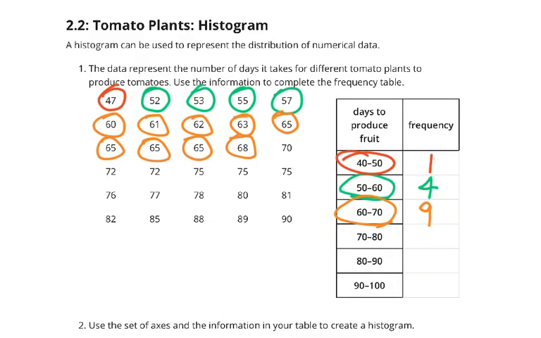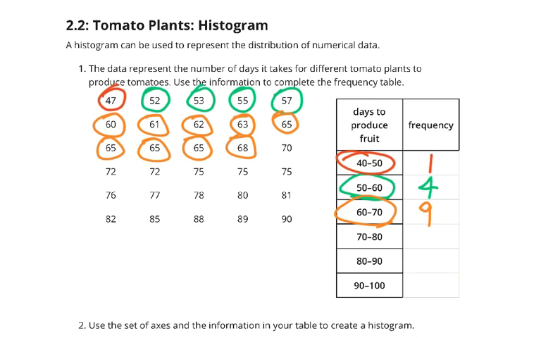Moving on, the next part of this lesson has to do with producing or creating a histogram. You've got a situation where you have counted how many days it took for your tomato plants to produce fruit. And you are going to create a histogram based on that information.